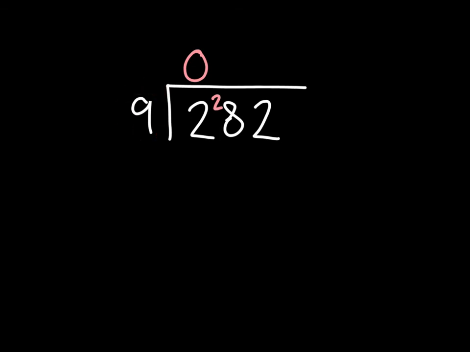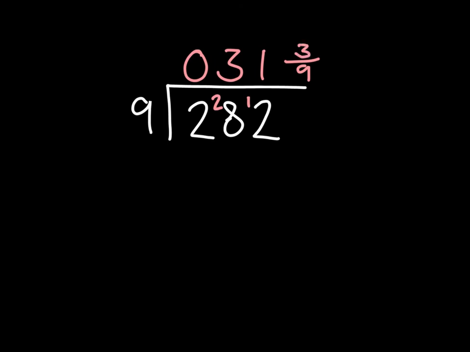Now I start thinking how many 9's go into 28. Well, I know 9 times 3 is 27, which leaves me with a remainder of 1. And now I look at how many 9's will go into 12. The answer is, of course, 1, with a remainder of 3. So I was dividing by 9, and I got a remainder of 3.